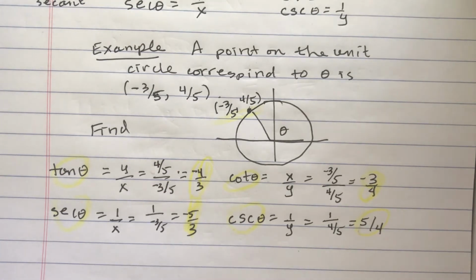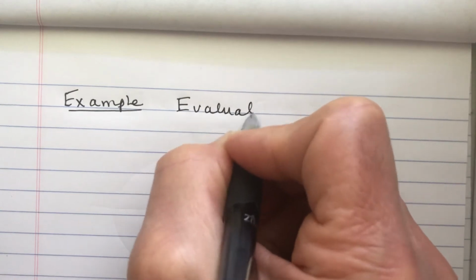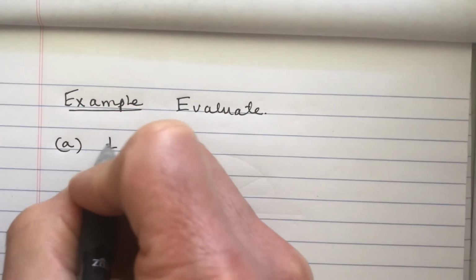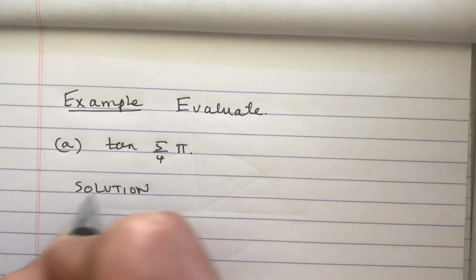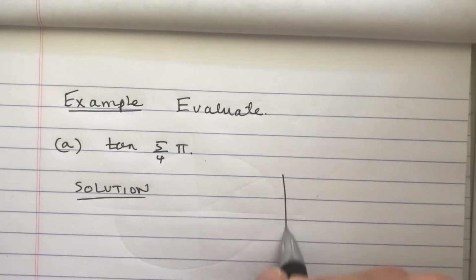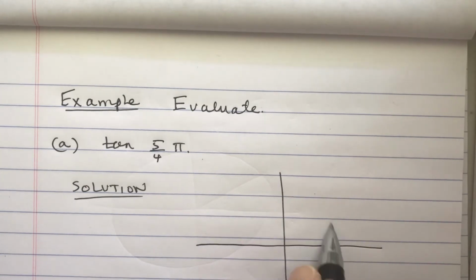All right, now let's try to find those trig functions of points on the unit circle. Let's just do some examples. Let's find some of those trig functions of angles. Okay, evaluate. So let's look at, say, tangent 5/4 pi. So here's our solution. By the way, I have some ideas of how to do this a little bit better than what I'm doing here, but we'll get to that.